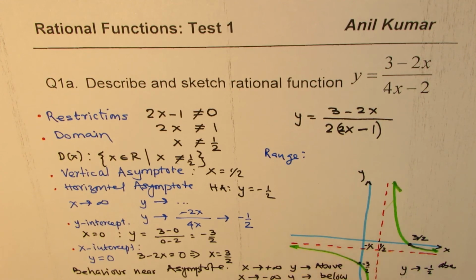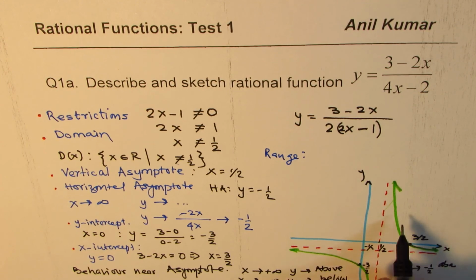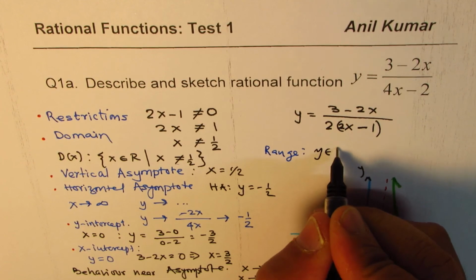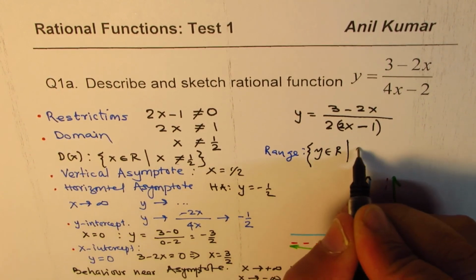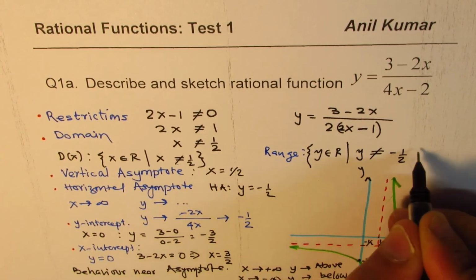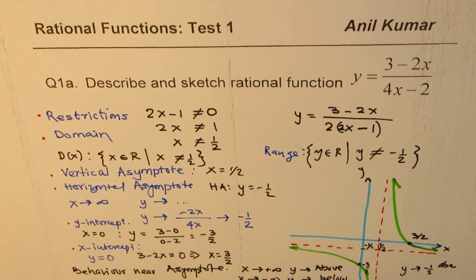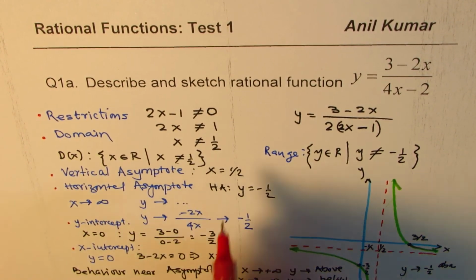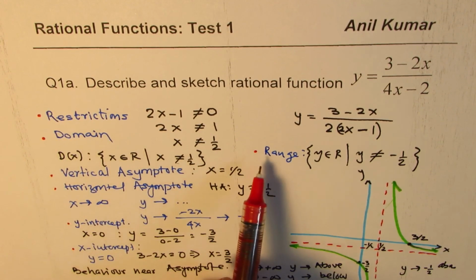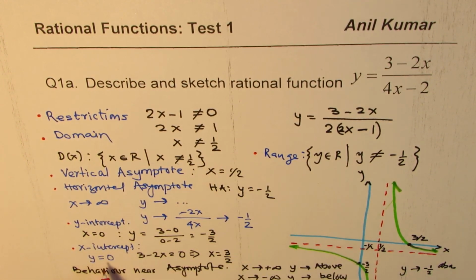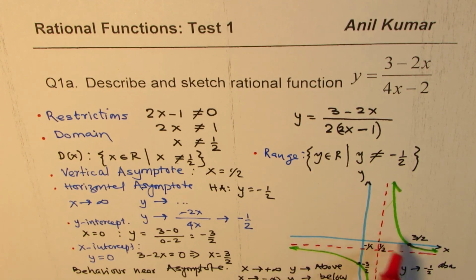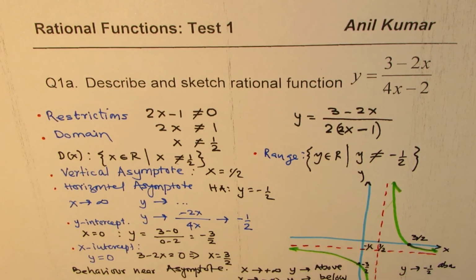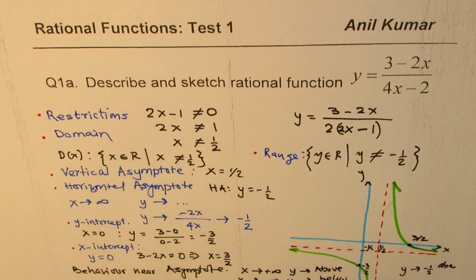You can see that the y value of this function is all real numbers except minus half. So we say y belongs to real numbers such that y is not equal to minus half. So that is the range of this particular function, which I missed in this order of events. And it's a good idea to write range after the graph, since we are very sure that that is really the range, right? Because at times you'll find rational functions to have very different characteristics or graphs.